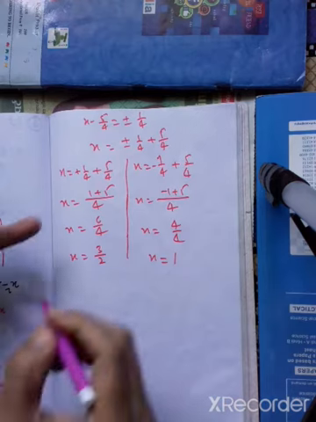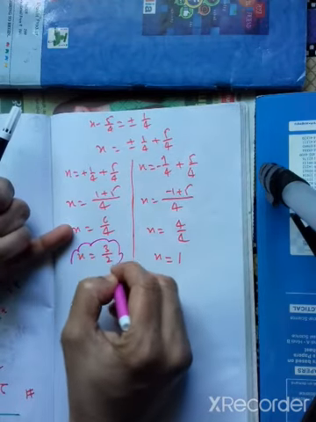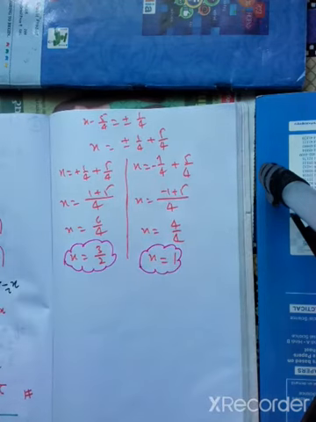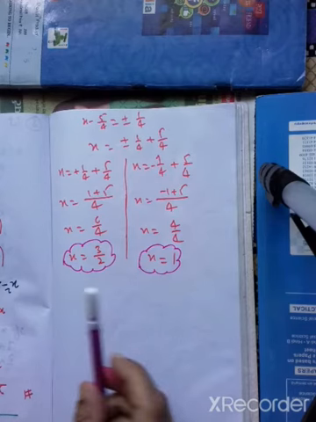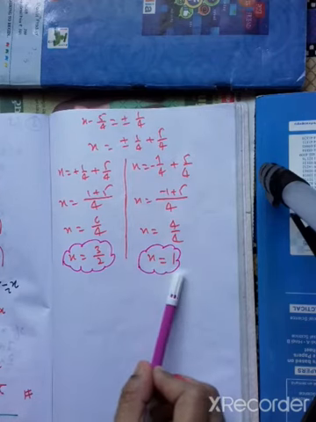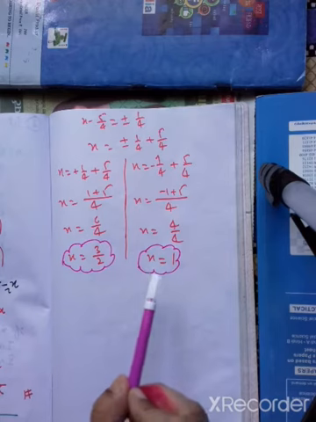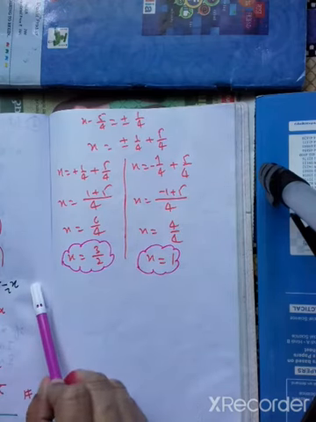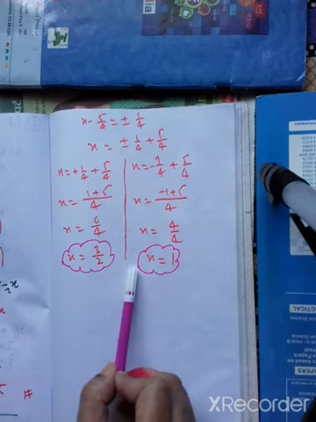So here are our two roots of the given quadratic equation. One is 3 by 2 and one is 1. So this is how we have to use the completing the square method to solve a quadratic equation.